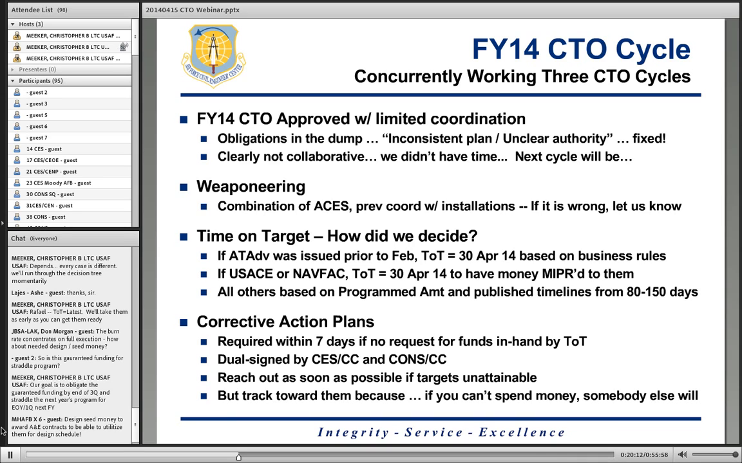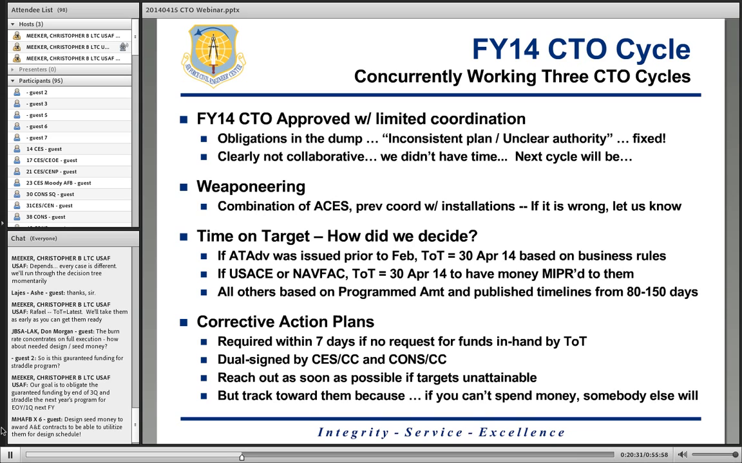Okay, so one of the feedbacks that we received is unclear authority. We thought we were being clear. Some folks in the field, some contracting offices said, nope, signed by CE doesn't count. We need signatures from everyone. So we fixed that by publishing the CTO.